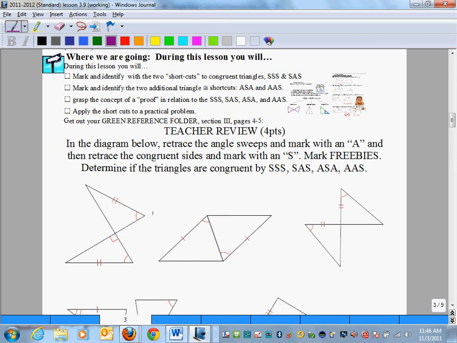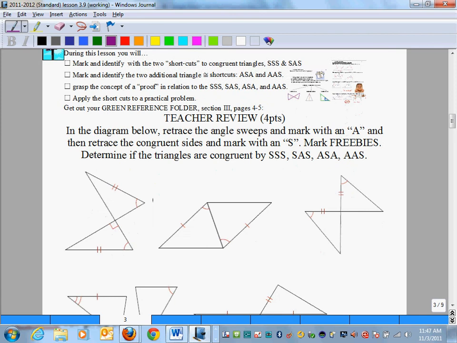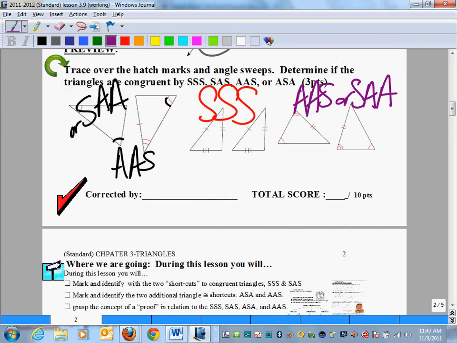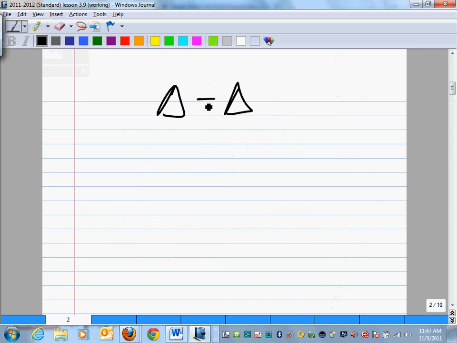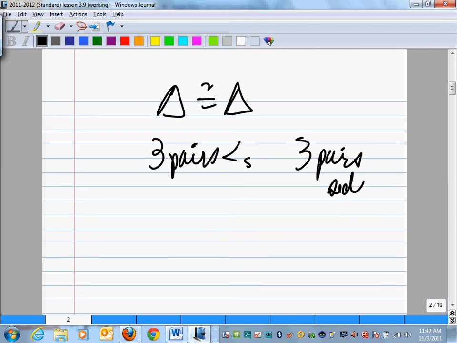Ready? Say three pair sides. Three pair angles. How many pieces are in front of you? Three. Thank you. This is what we learned last class. If the triangles are congruent, you have three pairs of angles, three pairs of sides, a total of six congruent items.